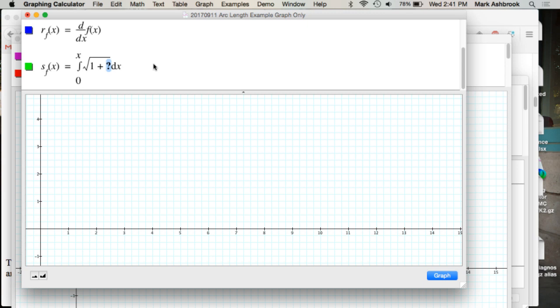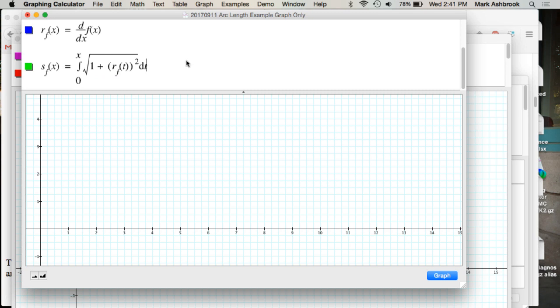So instead, you want to do what? We could just use R sub f of x. Need something else, right? And then square that. Then change the dx to dt. What do you think he did?